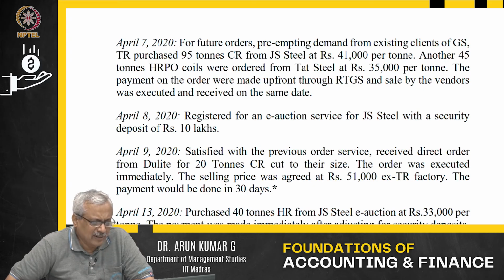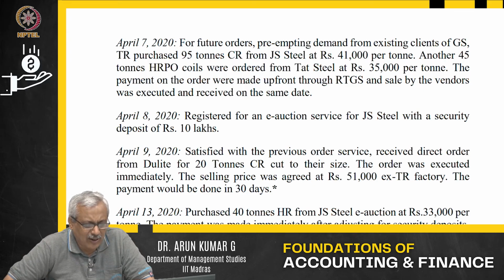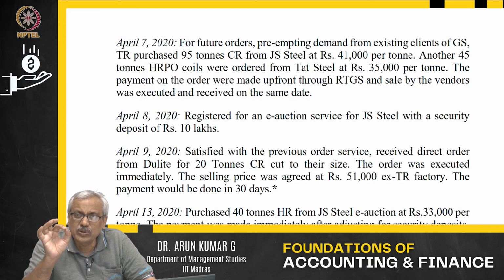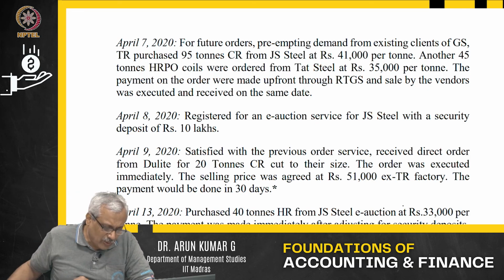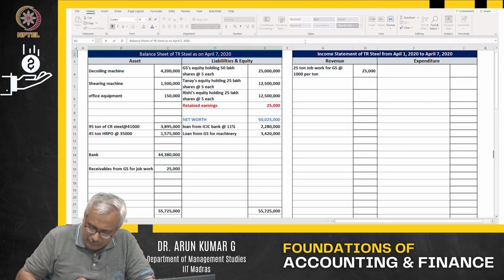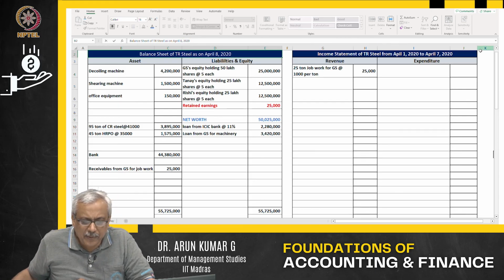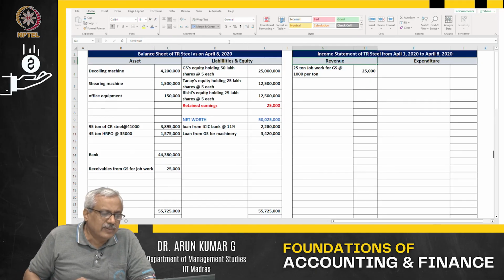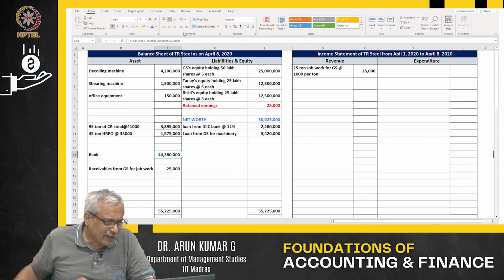8th of April, registered for an e-auction service for JS Steel with a security deposit of 10 lakhs. You have registered, that's a contract. What is the transaction? 10 lakh rupees from you has gone out of your bank account to JS Steel as a security deposit. So when it goes out, what happens? As of 8th of April, let me correct the date first. 1st to 8th of April, when it happens, first and foremost, what happens?